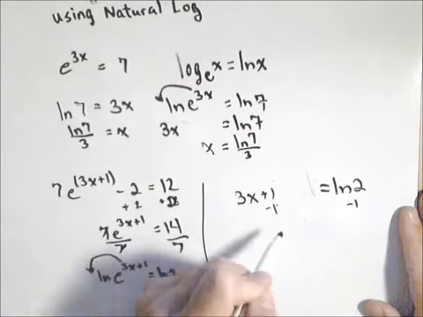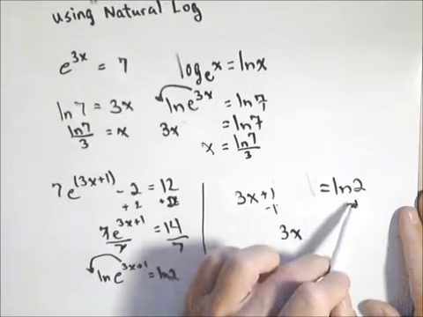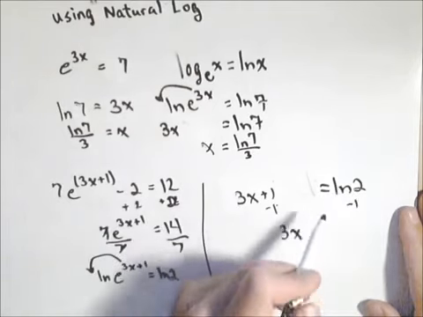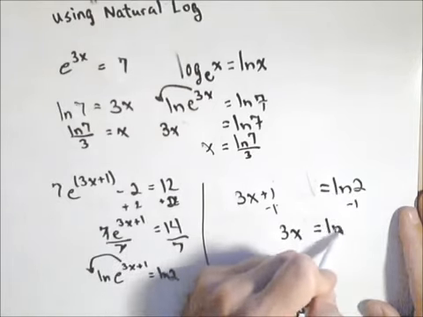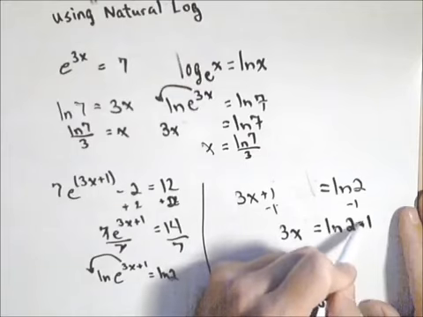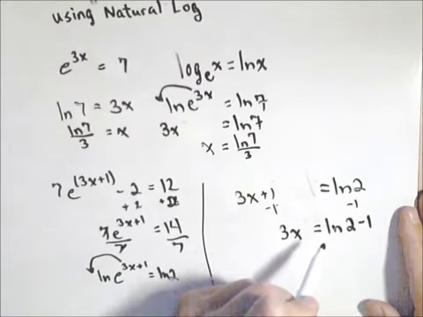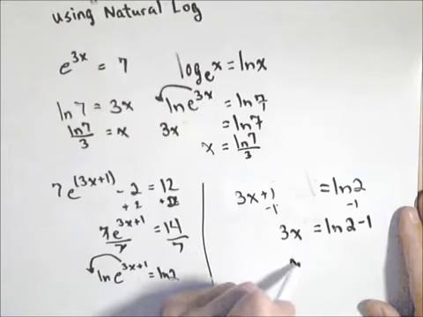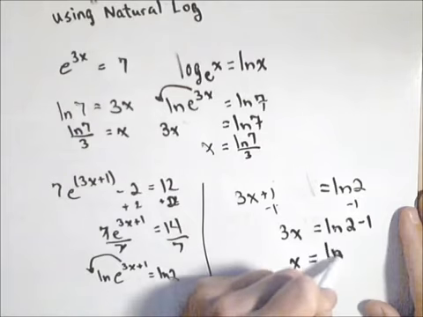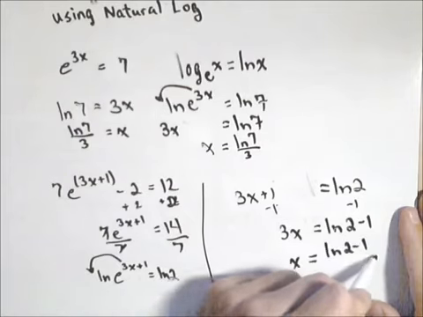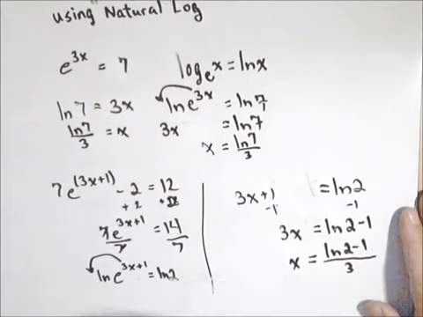Subtract 1 off of both sides, so we get 3x. This 1 does not subtract from the 2. I see that mistake made a lot. It's actually going to be ln of 2 minus 1. ln of 2 is its own number. Last step, once again, to divide by 3, we're going to get x equals ln of 2 minus 1, all over 3. A nice exact answer that now if we need the decimal, we can put it into our calculator.